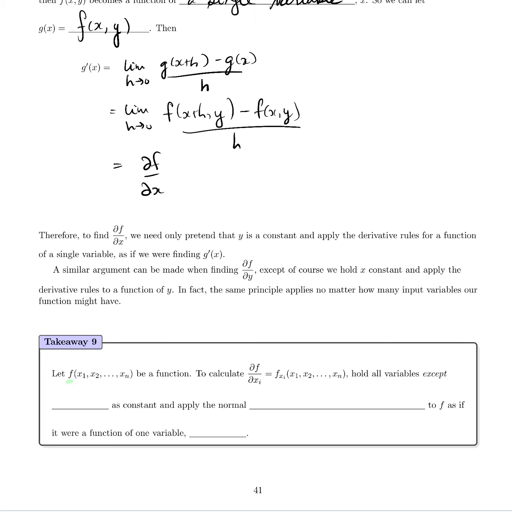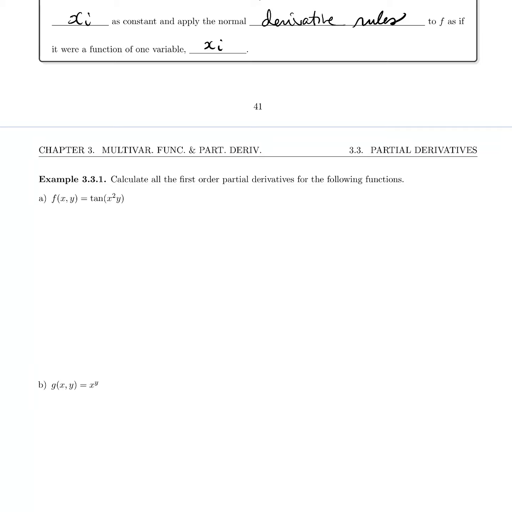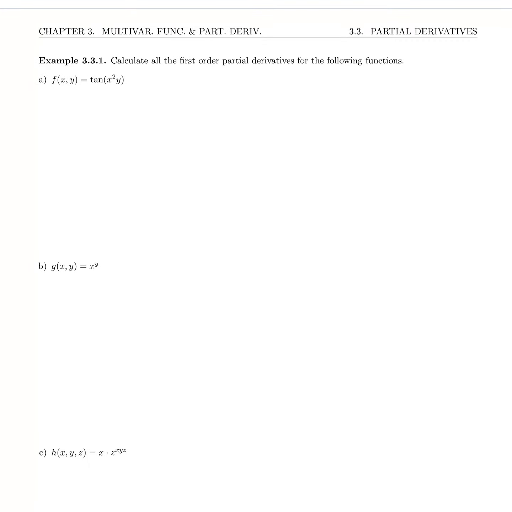So let f be a function of n variables. To calculate ∂f/∂xi, the partial derivative with respect to the ith variable, which can also be written f sub xi of (x1 through xn), we will hold all variables constant except xi, and we'll apply the normal derivative rules to f as if it were a function of a single variable xi. So let's do Example 3.3.1, where we'll put this into practice.